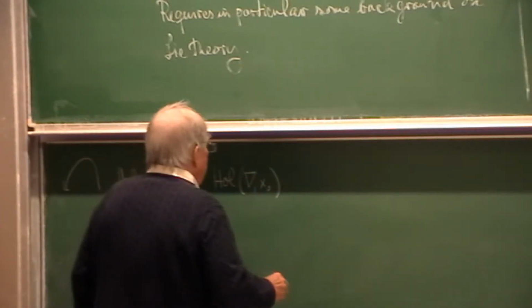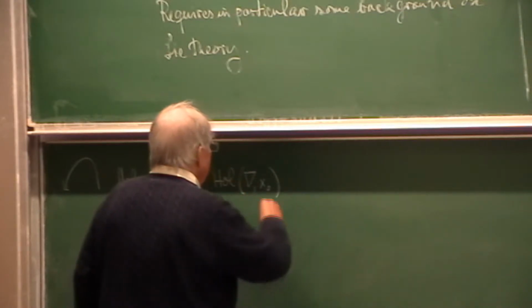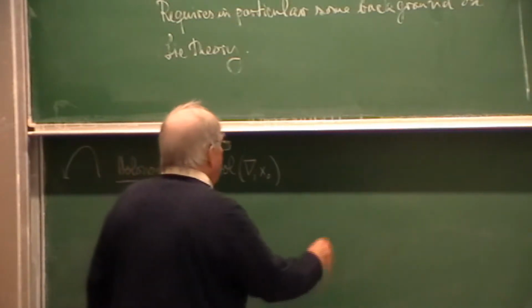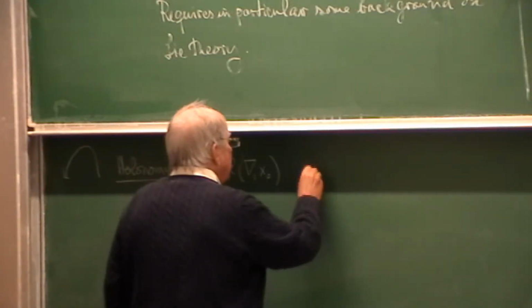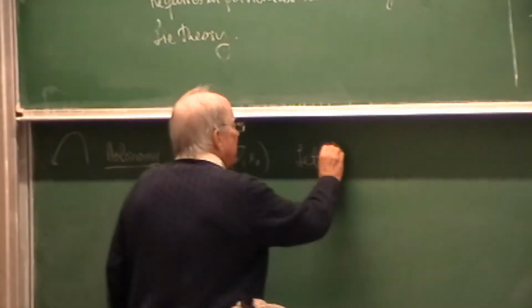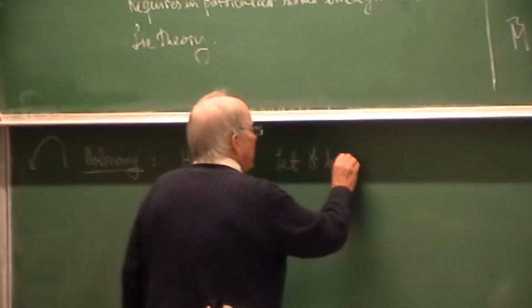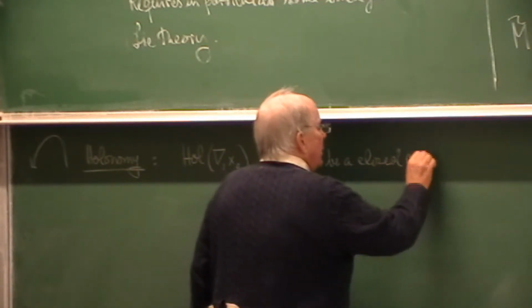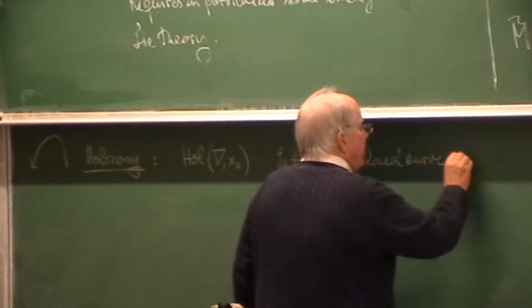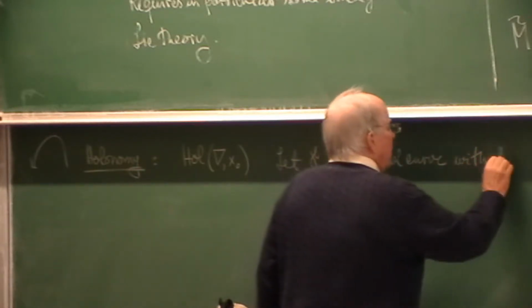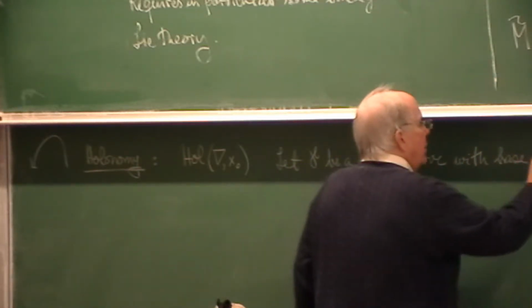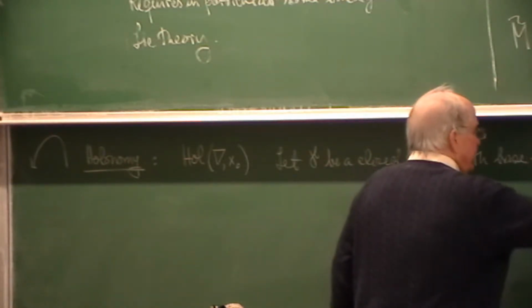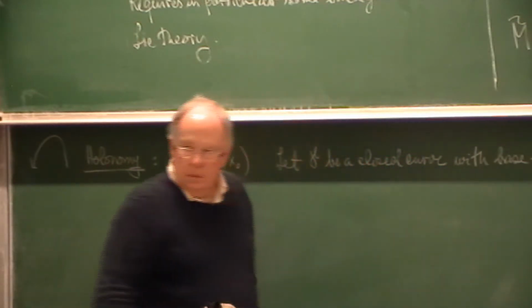So what we start out with is a curve. We let gamma be a closed curve with base point x0 in the manifold. Okay.